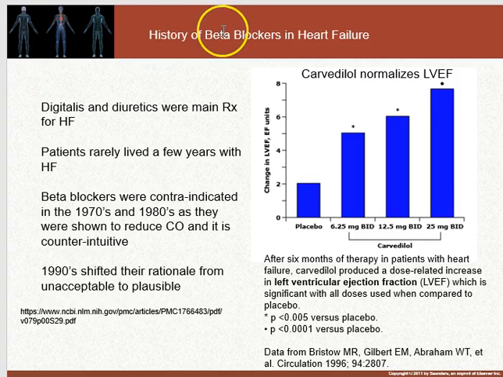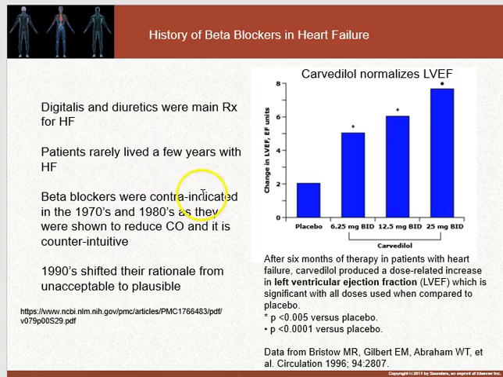Okay, and so the history of beta blockers and heart failure is pretty interesting. There's a nice link here at the bottom. But for years, the main therapies were two drugs we haven't talked about yet, digitalis and diuretics, and they were the main drugs for heart failure. With these two drugs, patients very rarely lived for more than a few years with heart failure. The mortality rates for heart failure back then were much, much higher than they are now.